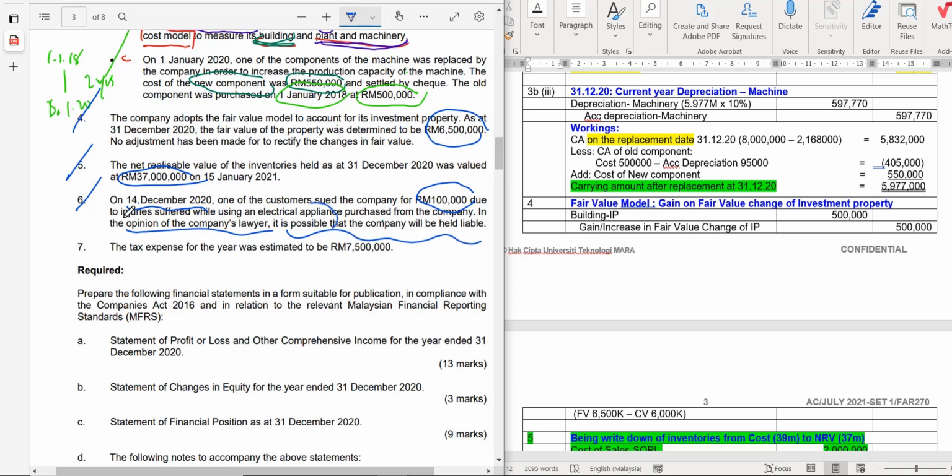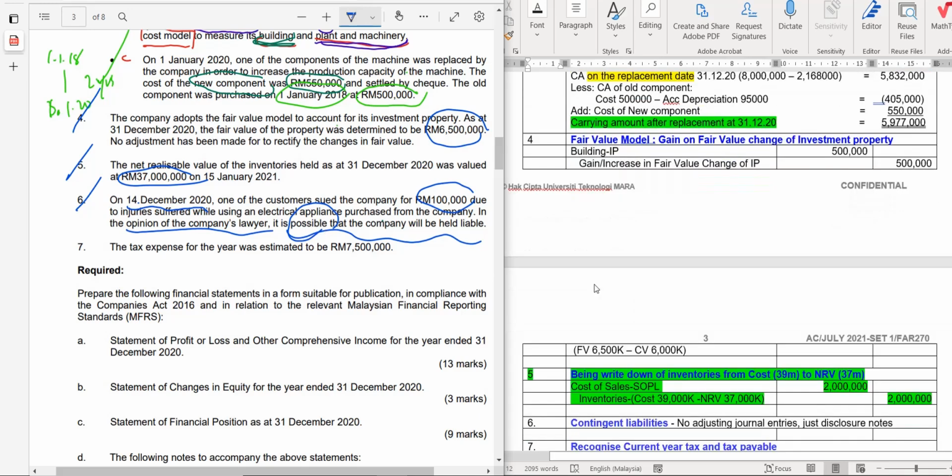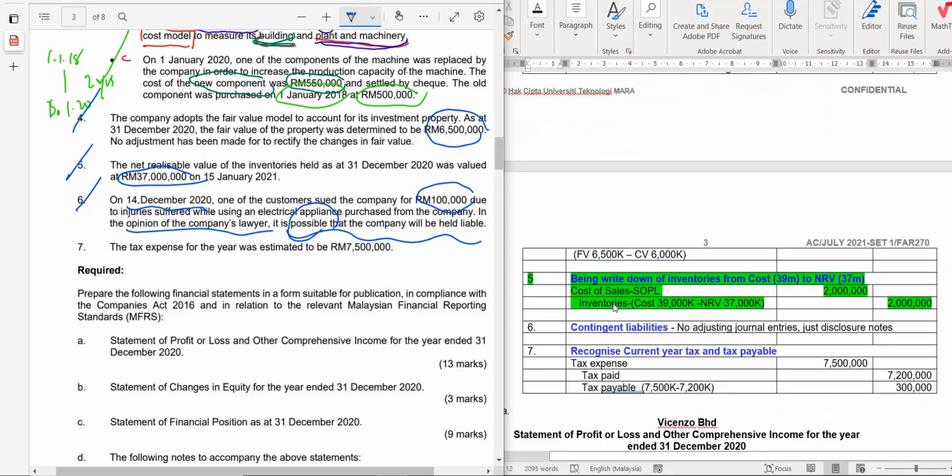The word here is possible. If the word here is probable, you are going to treat it as a provision, but here it is a possible obligation, so therefore that is going to be not recognized, but it will be disclosed as contingent liability. So no journal entry is needed. You're going to make a disclosure note for number 6.